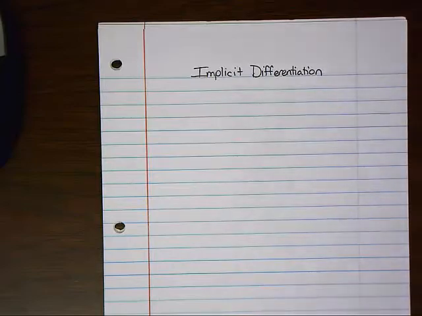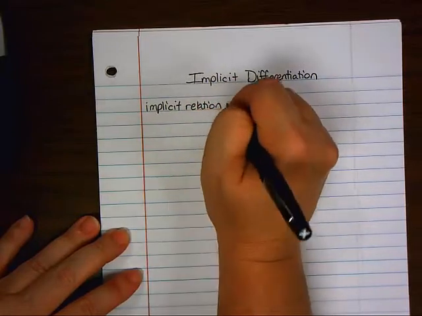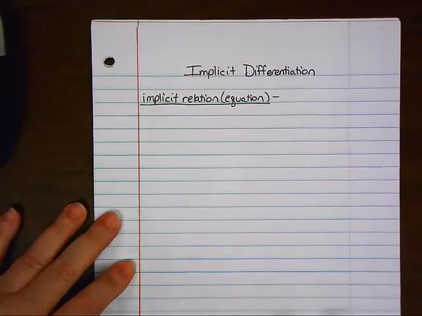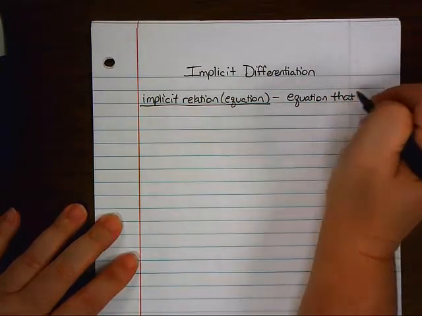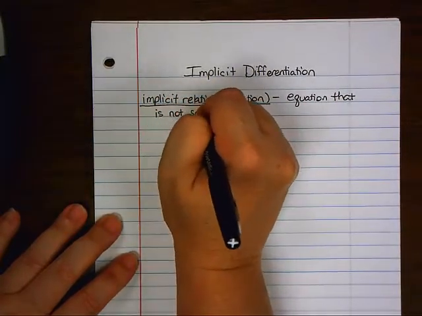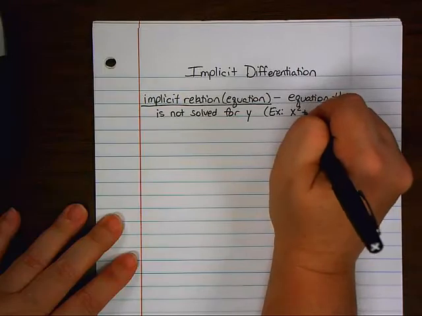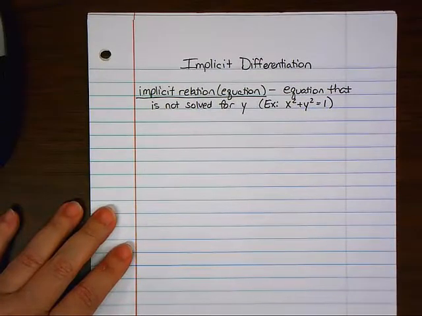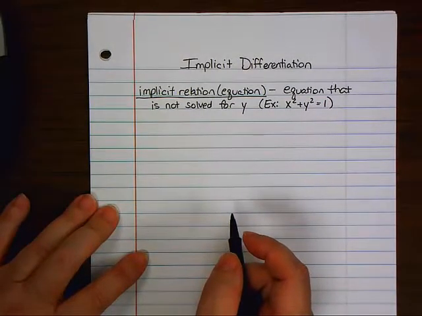So we're going to write those definitions down that we've been talking about here. An implicit relation, some books call it an implicit equation, happens to be an equation that is not solved for y. For example, x squared plus y squared equals 1. That's implicit. Implicit differentiation is differentiating implicit relations.